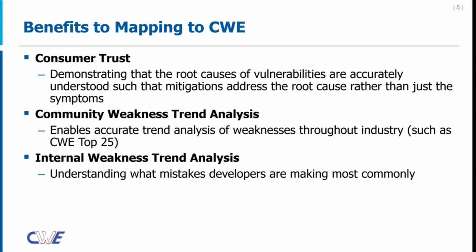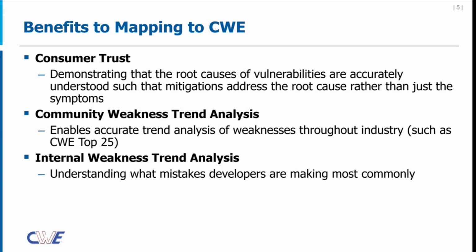There's also a concept of community weakness trend analysis. Having accurate CWE root cause mappings in CVE records enables all kinds of trend analysis in the community, looking at CVE as a whole. One of those that we publish is the CWE Top 25. So what we do is look at root cause mappings throughout all CVEs and try to look at trends of weaknesses and list which weaknesses appear to be happening more often and are also very severe. That helps us determine our top 25 list, and it helps inform industry.